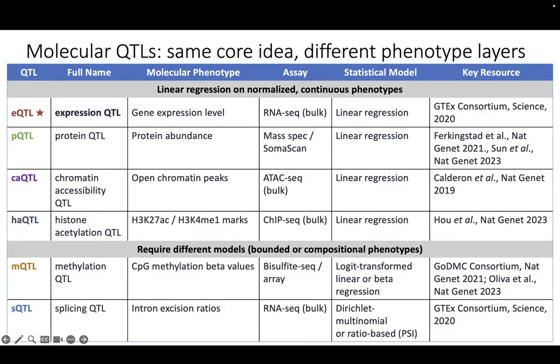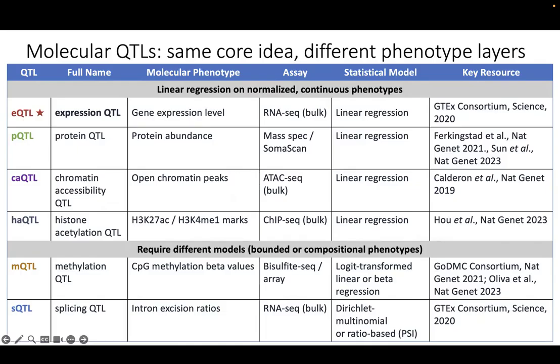This table summarizes the major QTL types, all measured from bulk sequencing assays. The top 4 rows all use linear regression on continuous, normalized measurements. These phenotypes, gene expression levels, protein abundance, chromatin accessibility, and histone marks can take any positive value and are well behaved after normalization. So the standard linear model applies directly.